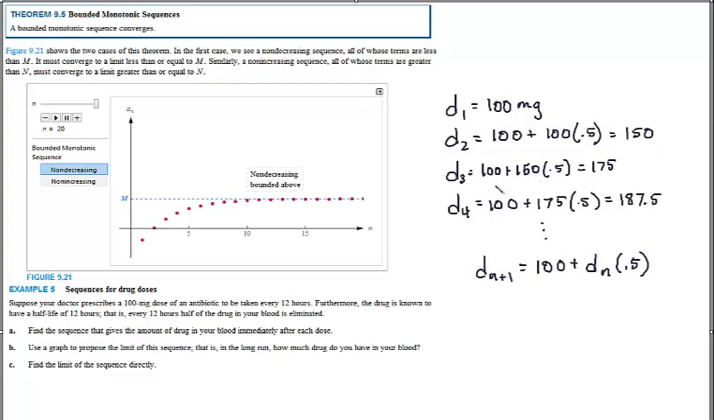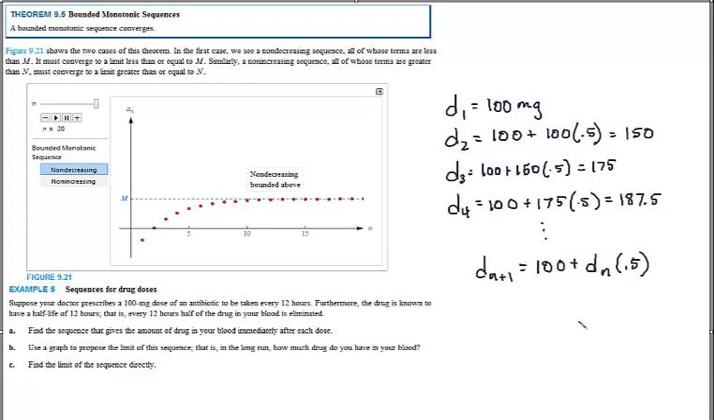Take another dose. I have 150 milligrams in my blood prior to that, 100 milligrams times 0.5 because after 12 hours, half of that would be gone. Now I'm at 175, and what is happening is I'm taking a new dose, that's 100, plus whatever milligrams were in the blood times the 0.5. So that would be my recurrence relation.